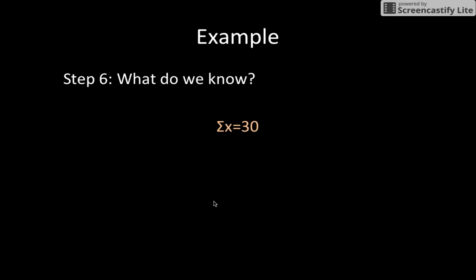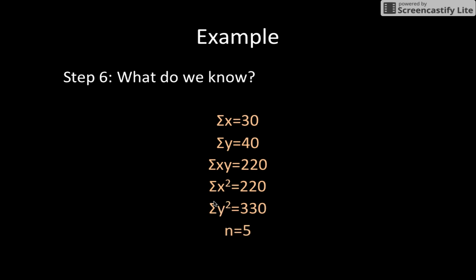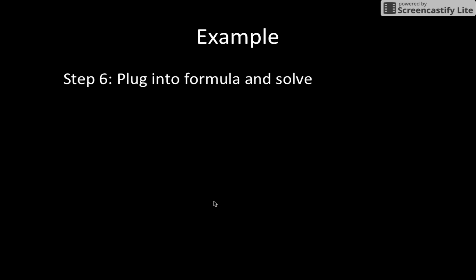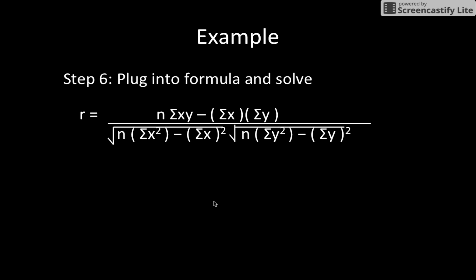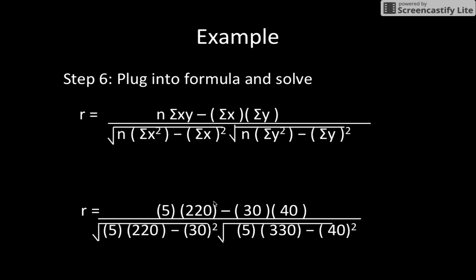So what do we know? We know that the sum of x is 30, the sum of y is 40, the sum of x times y is 220, the sum of x squared is 220, and the sum of y squared is 330, and your n is 5. So we want to plug that all into the formula and solve. Looking back at our formula again, we want to plug in all the numbers into everything that we could.